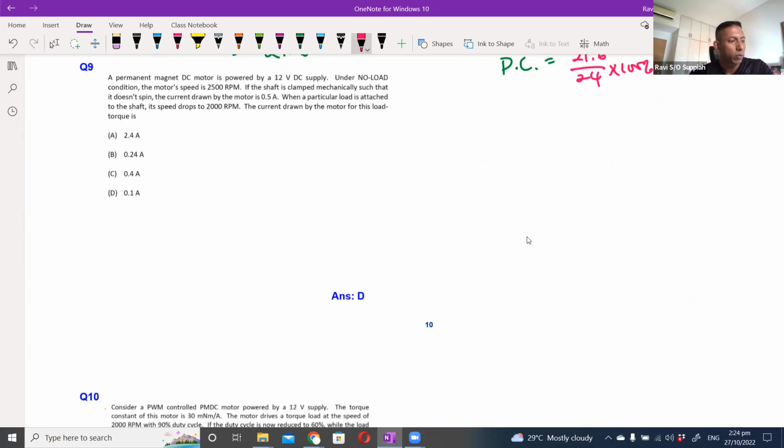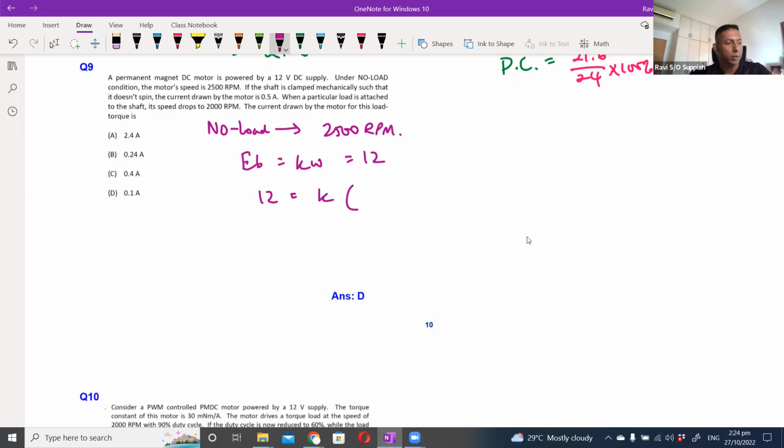Question 9. We have a motor with a 12 volt supply. Under no load, the motor speed is 2500 RPM. It's again a similar approach, so we will take the first scenario first. Under no load condition, we know it's 2500 RPM, and as we have already seen, under no load, EB equals K omega, which in this case is your 12 volt. So we can say that 12 equals K multiplied by 2500 times 2π over 60. So I can find K to be 0.0458.